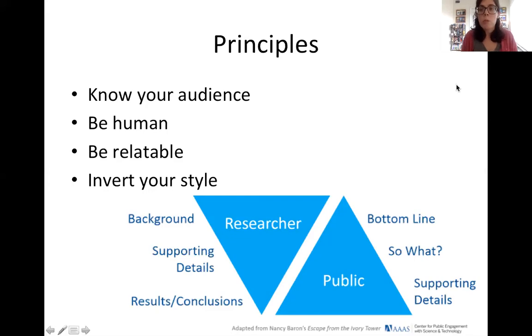The first and the most important is to know your audience. Who do you want to listen to you? Are they students? Are they older? Are they kids? Do they have a lot of time? Do they have a little time?